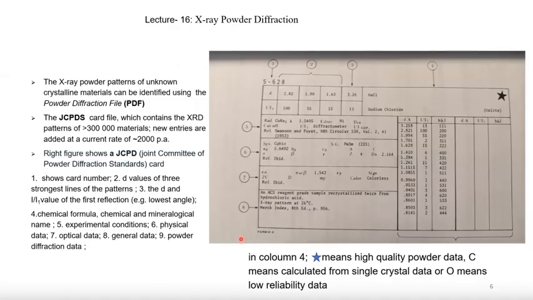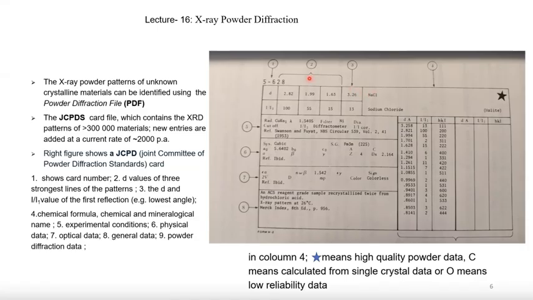Now, we talked about the powder diffraction file, but how it looks is also important to know. At present, we have about 300,000 materials in the PDF file, and it is interesting to note that new entries are added at a current rate of about 2,000 per annum. And this is a PDS card, or PDF file, we would say, for a sample of sodium chloride.